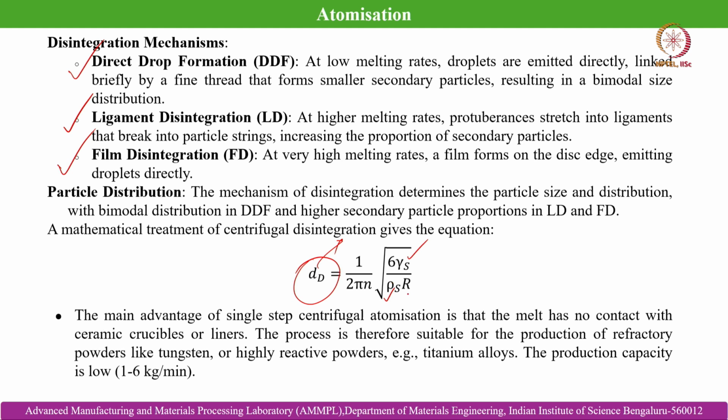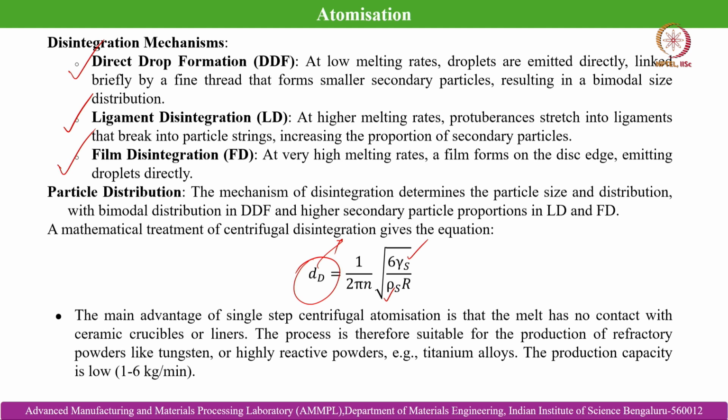centrifugal disc. So, the main advantage of single step centrifugal atomization is that the melt has no contact with ceramic crucibles or liners. Because we are talking about the consumable electrode itself, which is responsible for melt preparation and also simultaneous exerting centrifugal force over the liquid film for its disintegration.